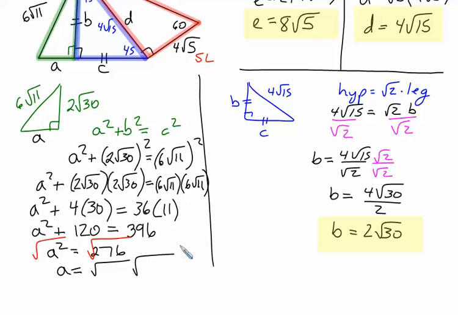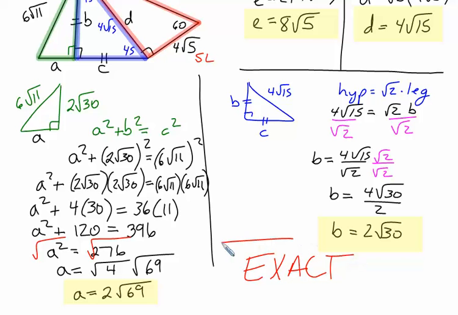So with 276, it looks like 4 divides it. It turns into 4 times 69. Square root of 4 is just 2. And we will not find a perfect square that divides 69. So that would be our final answer. Please circle it or identify it. And remember that on a test or a quiz, if it's said to be in exact form, this is how the answer should look. Simplified fractions, simplified square roots, and no decimals.